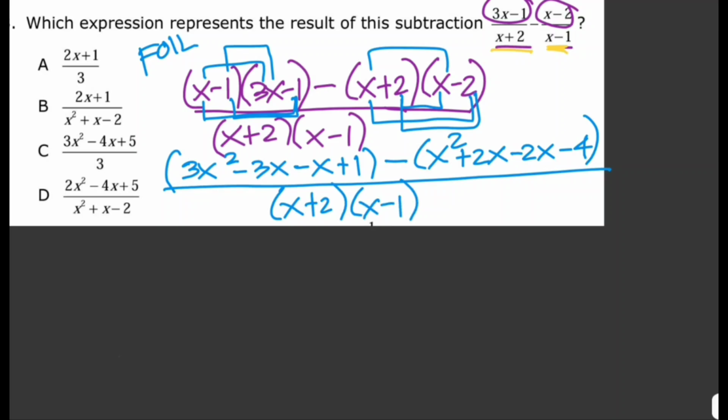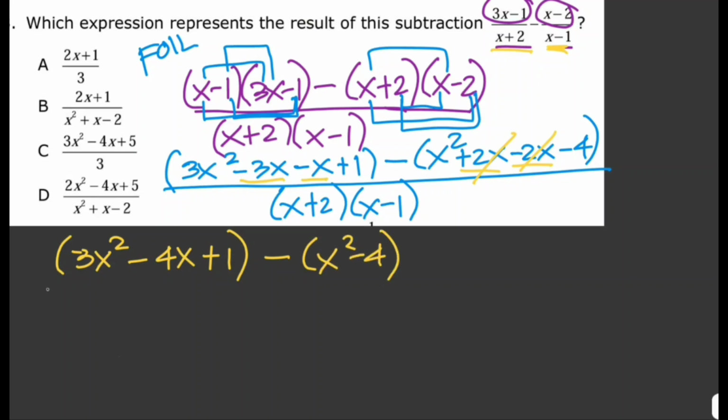Then we further simplify. We combine like terms. Negative 3x goes with negative x. So the expression would become 3x squared minus 4x plus 1, minus, okay, positive 2x goes with negative 2x. So this cancels out. That would be equal to 0. Then we're left with x squared minus 4 over x plus 2 times x minus 1.